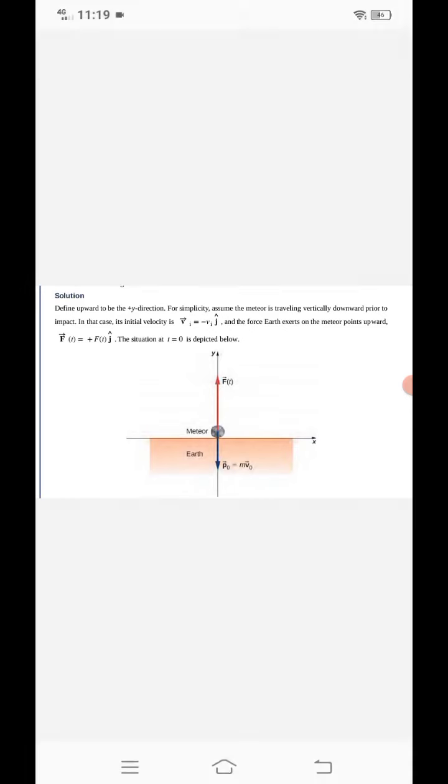Solution: define upward to be the positive y direction. For simplicity, assume the meteor is traveling vertically downward prior to impact. In that case, its initial velocity is v initial equal to negative v initial j-hat, and the force Earth exerts on the meteor points upward. Force, the quantity t, is equal to positive force, the quantity t, j-hat. The situation at t equals 0 is depicted below.